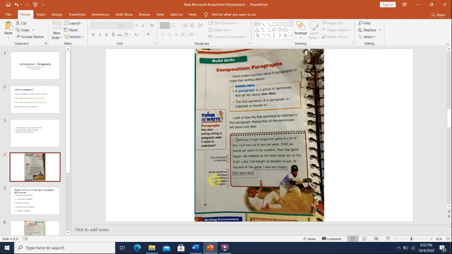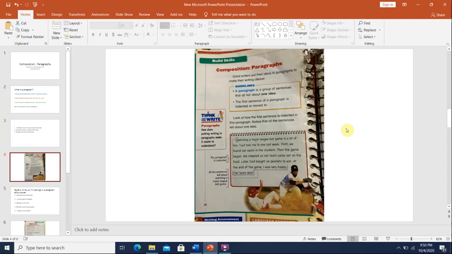Here, we will read a paragraph about a sport. Okay, let's see. As you see here, the first sentence here is indented. It says watching, but the sentence is pushed a little bit towards the back. It says here, watching a major league ball game is a lot of fun. Dad took me to one last week. First, we found our seats in the stadium. Then, the game began. We cheered as our team came out on the field. Later, Dad bought us peanuts to eat. At the end of the game, I was very happy.